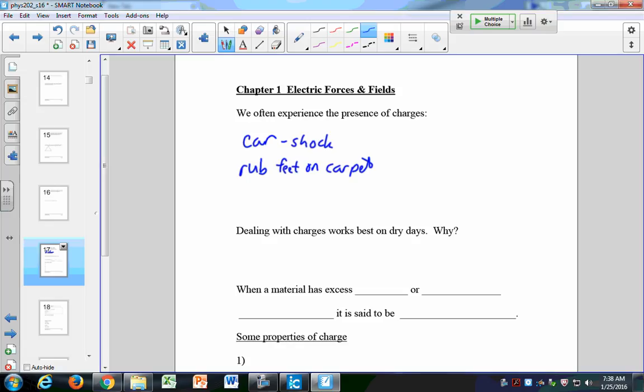Yes. Right. Does anybody know why dry air is a better insulator? Because water attracts negative charges. Right, because water is what type of molecule? It's a polar molecule. That means it's slightly more negative on one side than on the other side. So if you're surrounded by a bunch of water and you have extra electrons on you, the positive side of those water molecules will take away those electrons. So dealing with charges works best on dry days because water is a polar molecule.